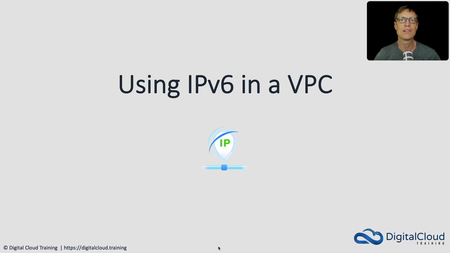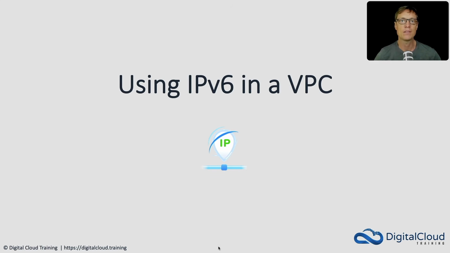Hello and welcome to this lesson. I'm now going to talk about using the IPv6 protocol in an Amazon VPC. So remember I mentioned earlier in the course that there's 2 versions of IP which are used extensively. One of them is IPv4. That's by far the most commonly used. It's been around for quite a long time.